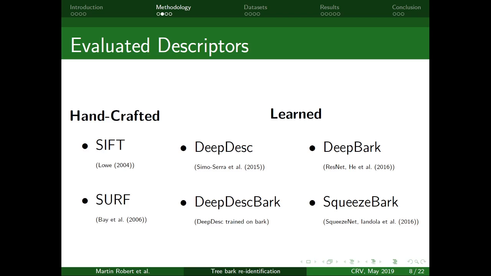For the learned descriptors, we use DeepDesc and our own version that, once we train it with bark data, we rename DeepDesc Bark. We also adapted ResNet and SqueezeNet to receive 64 by 64 pixel input and output a 128 dimensional vector. Finally, after having trained them with bark data, we renamed them DeepBark and SqueezeBark.